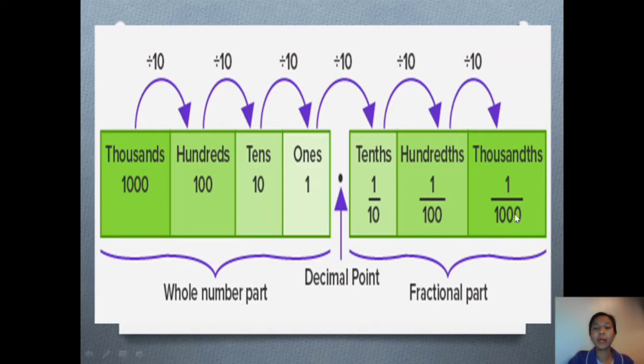So 1/1000, thousandths. Alright? Next, ones, so it represents 1 unit or 2 or 3. Tens is 10, every 10. Hundreds, every 100. How many 100? Thousands, every 1,000. Alright? So again, the part before the decimal point represents the whole number part, then the decimal point, and then a fractional part. So it's in fraction form. Okay?